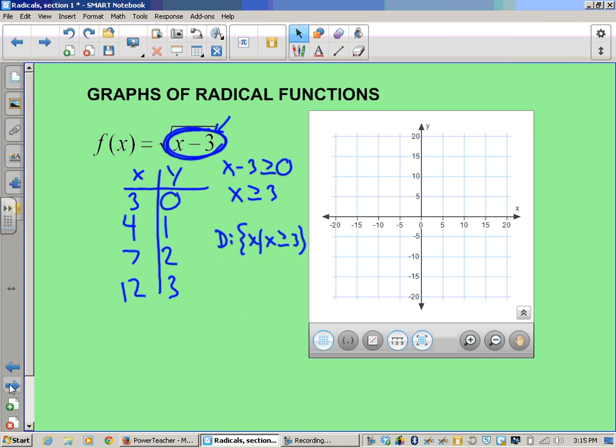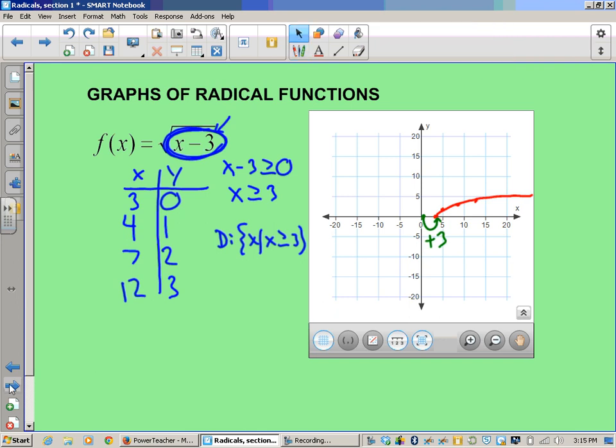And then suddenly I can have some insight into what's happening here. 3, 0 is right here. 4, 1 right here. 7, 2. 12, 3. Gets a little tougher. And again, there's our curve. It's basically the same curve. It's just instead of starting at 0, 0, it simply got shifted over 3.